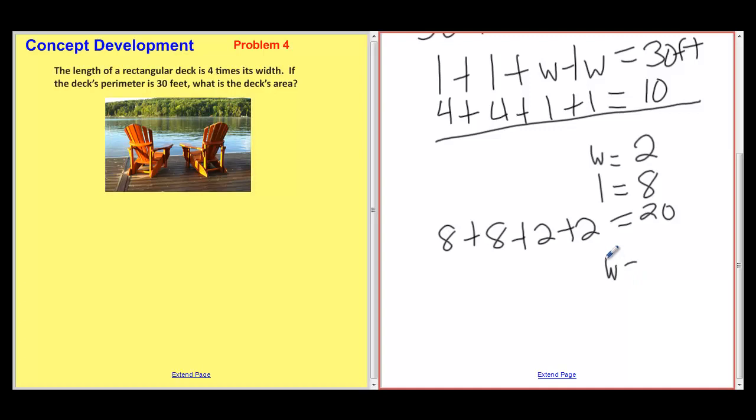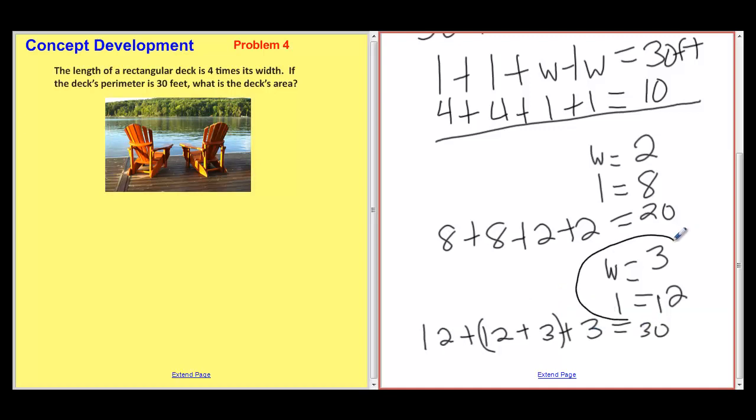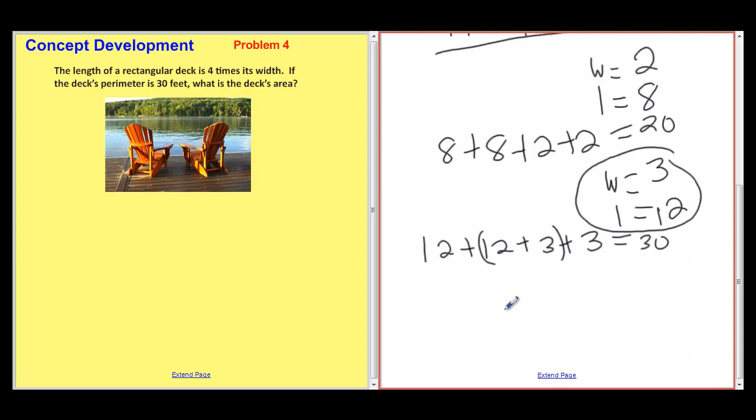This time, let's say that the width was 3. That would make the length 4 times as much, which would be 12. So now I've got 12 plus 12 plus 3 plus 3. 12 plus 3 is 15. Here's another 12 plus 3, so this would be equal to 30. So what that tells me is that these are the correct dimensions. Okay? So now I've got to go back to see what the question was asking.